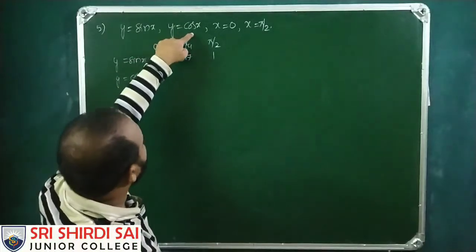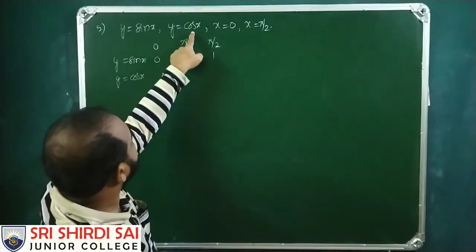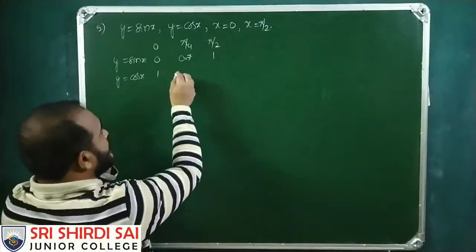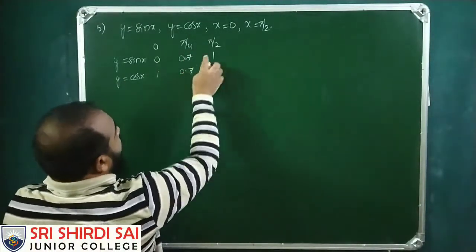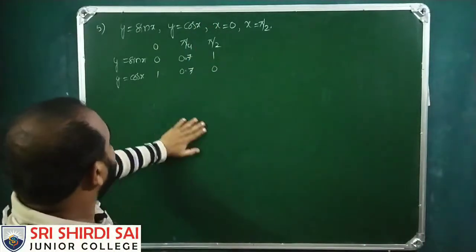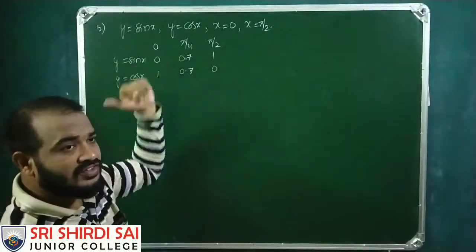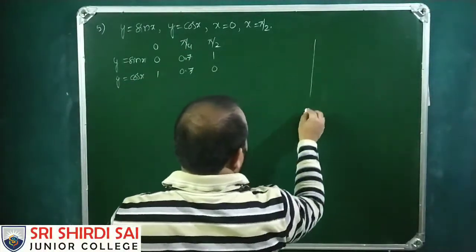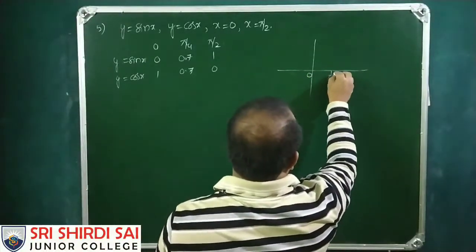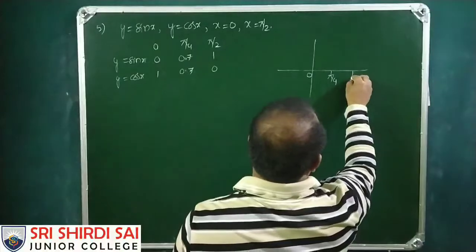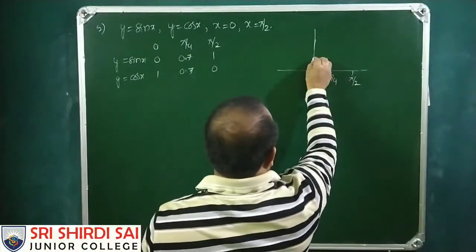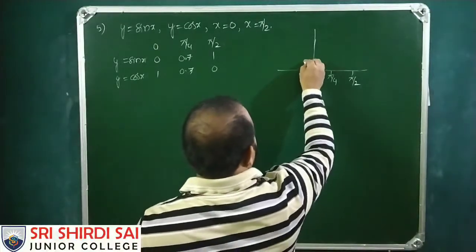Next, cos 0 is 1. Cos pi by 4 is 1 by root 2 again, which is 0.7, and cos 90 value is 0. So we have got the behaviors of these two curves. So now this is 0, pi by 4, this is pi by 2. This is 0.7.